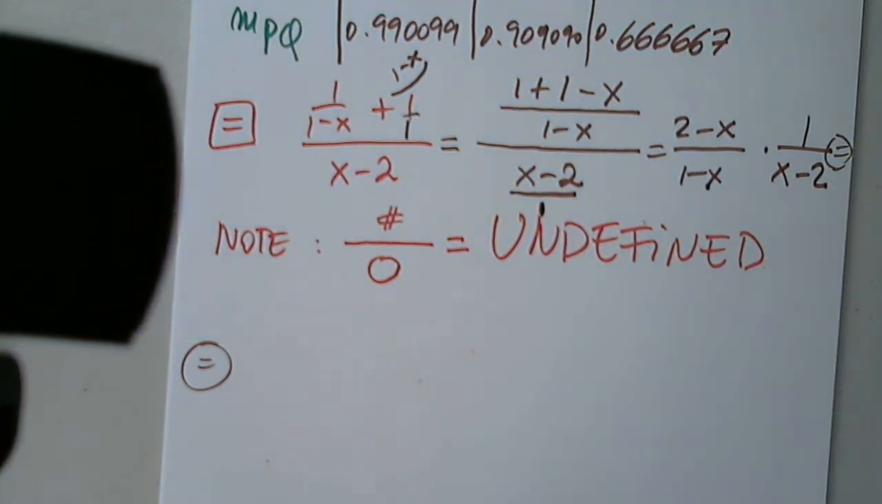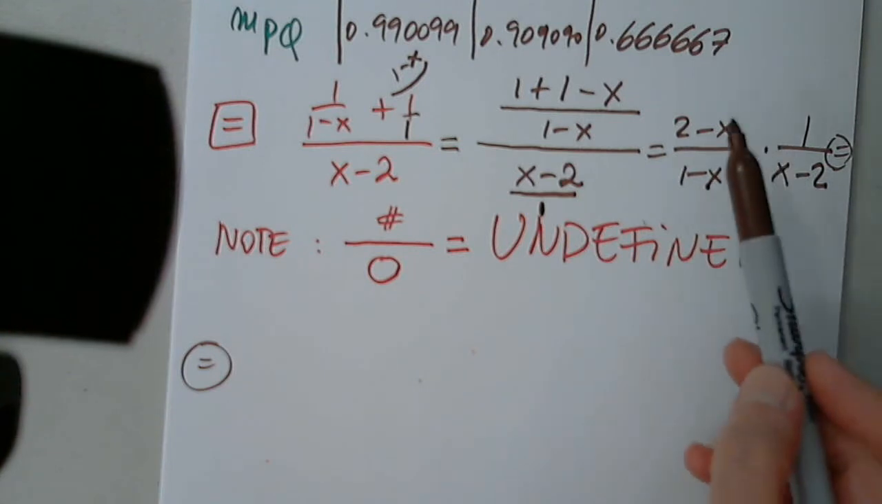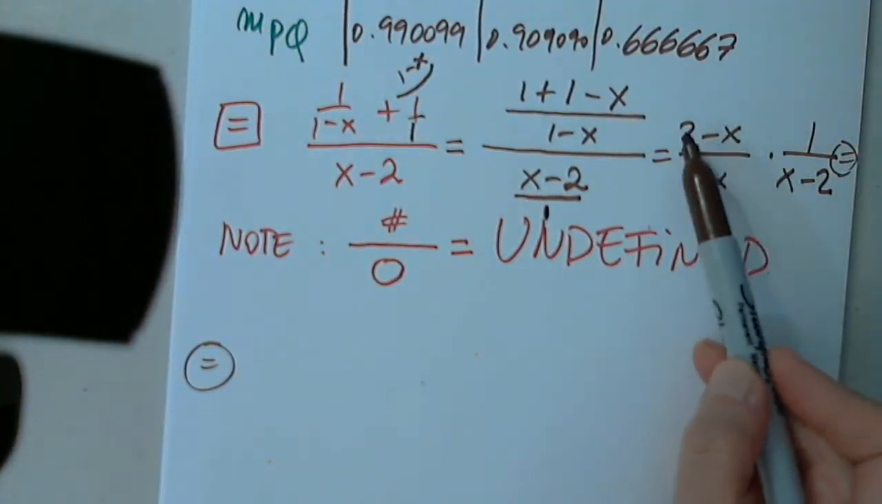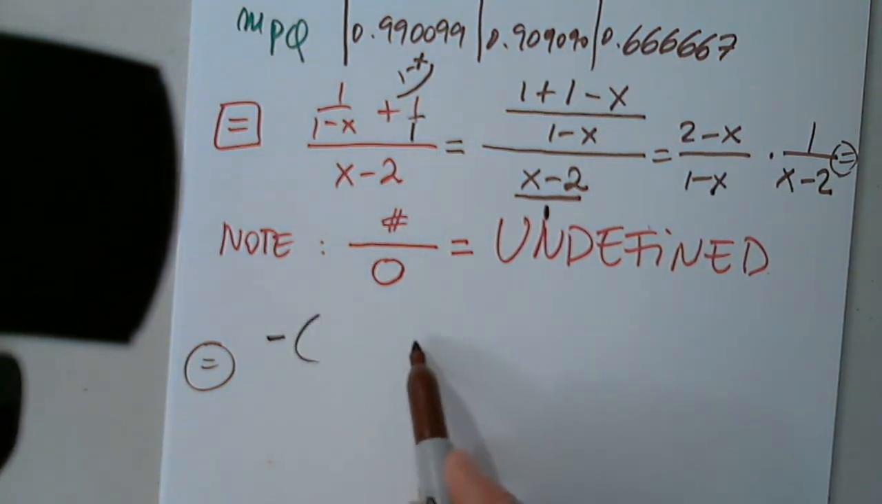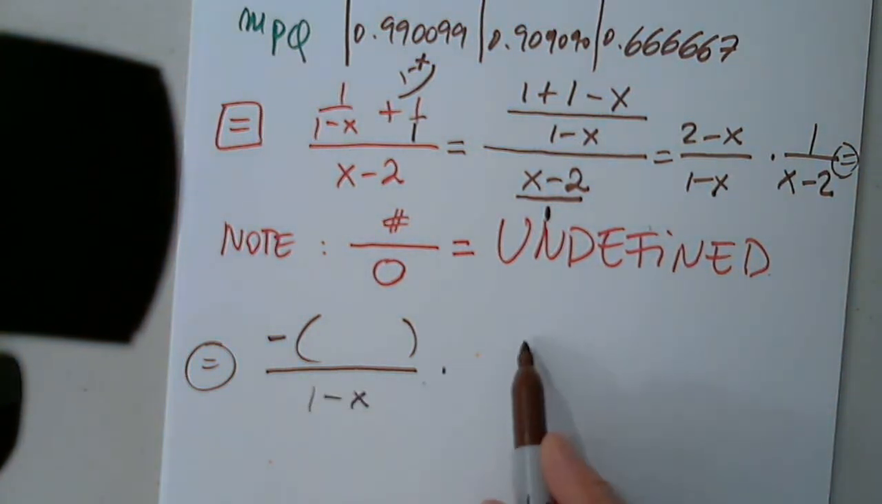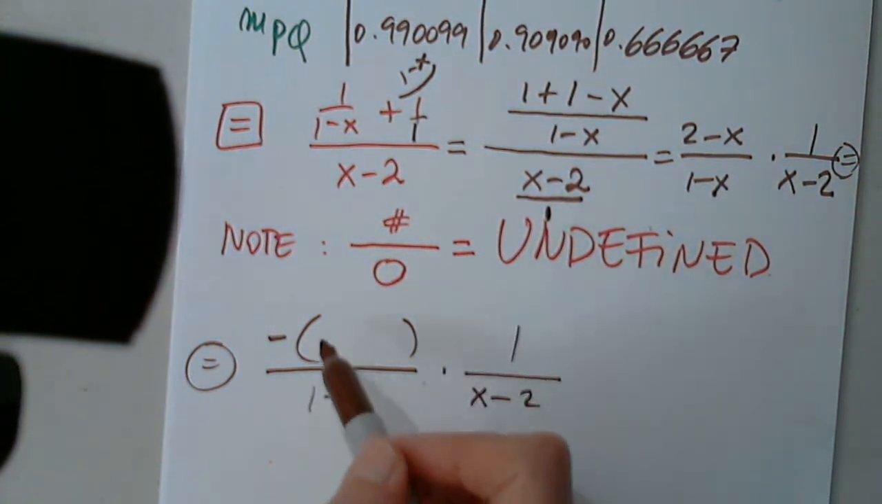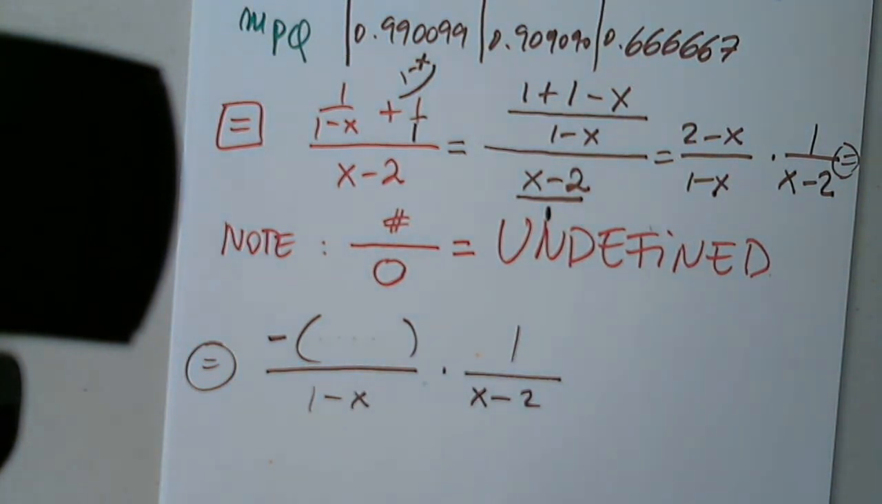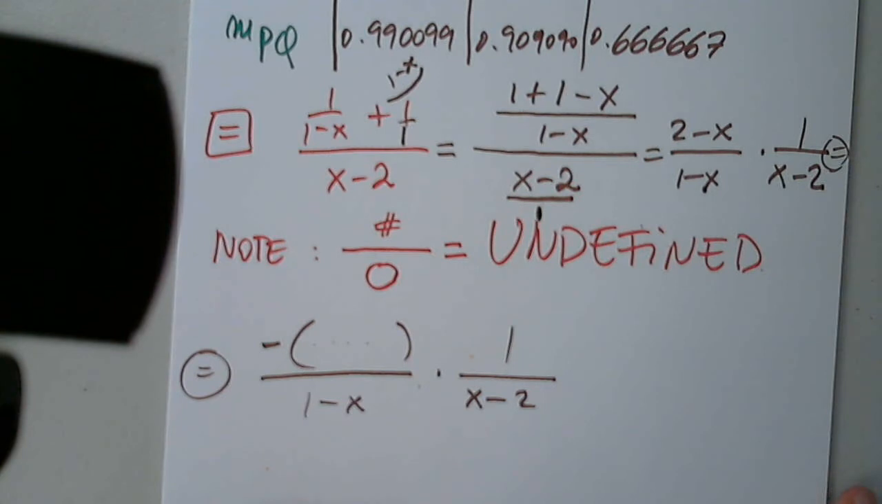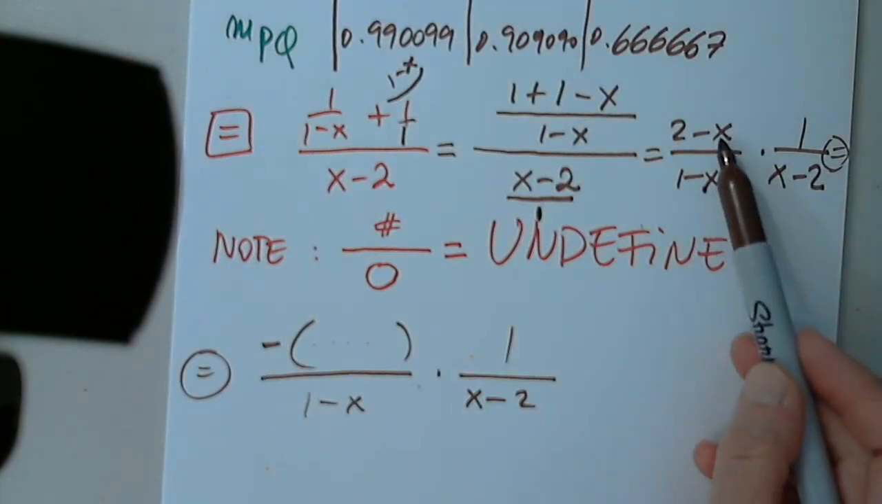Of course, I cannot simplify these two. They're not the same. But I can factor out -1. And please tell me what we get when we factor out -1 there. What do we have left in parentheses? So minus 2 plus x. So we had minus x plus 2.